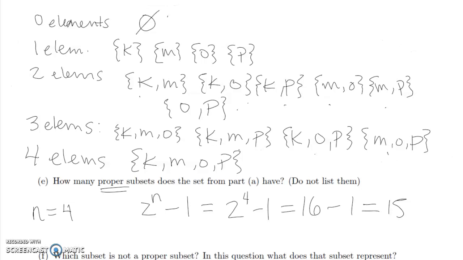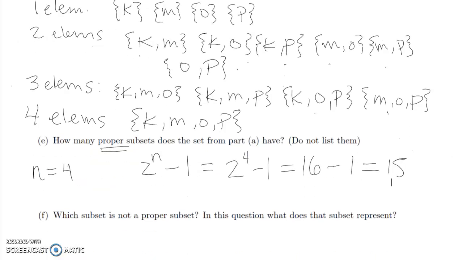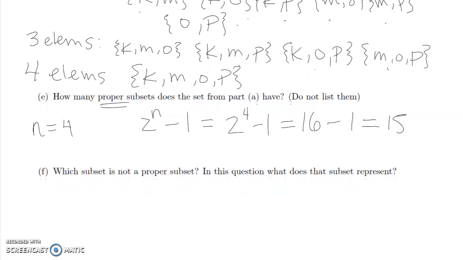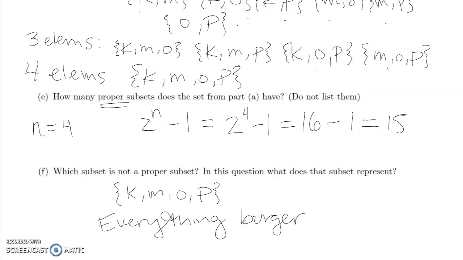So as we take a look then at our last part to this question, it says which subset is not a proper subset. So remember, the one that's not a proper subset is the one that is equal. In this case, that would be KMOP. And it says in this question, what does that subset represent? Well, remember, each of these subsets, we said, represents a burger. So this is the burger that has everything. So this would be our everything burger. The burger with all 4 of the toppings on it.